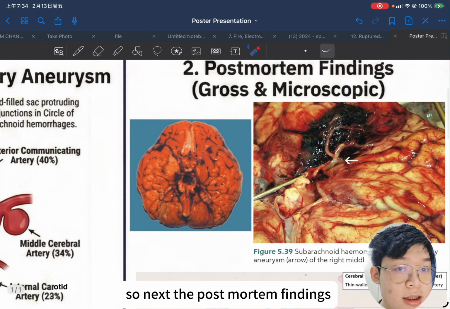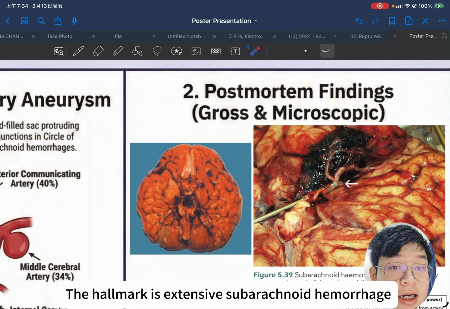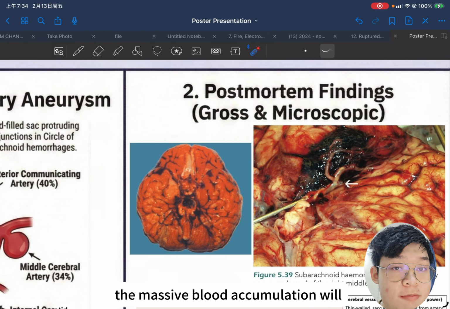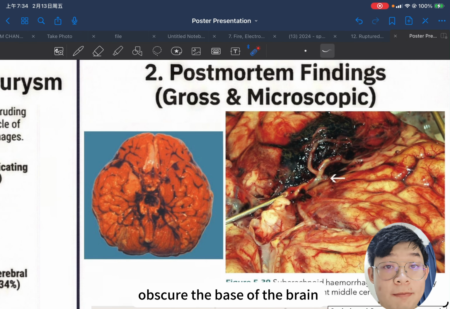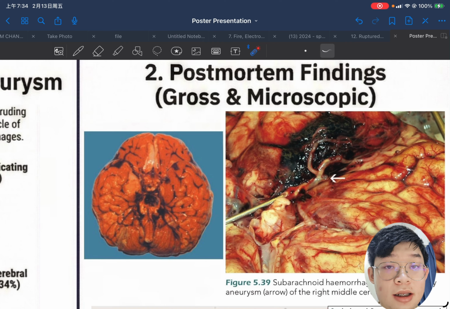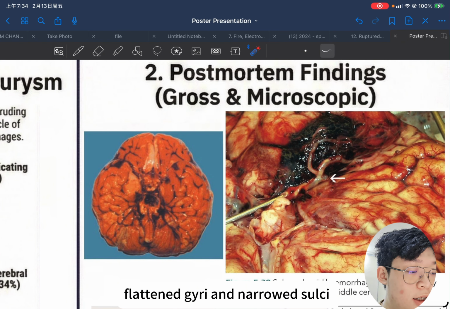So next, the postmortem findings. On gross examination, the hallmark is extensive subarachnoid hemorrhage. The massive blood accumulation will occur at the base of the brain. Because of the intense pressure, the brain will become swollen, resulting in flattened gyri and narrowed sulci.